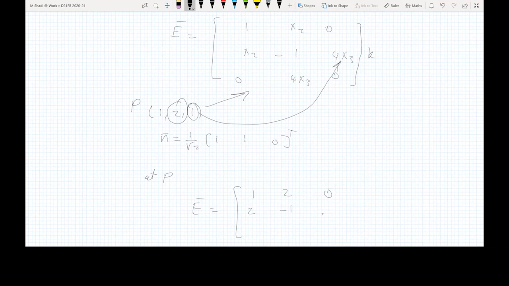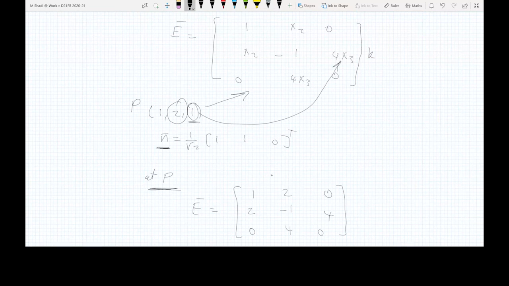It is 4 multiplied with 1. So this is 4. I come to the third row. I have a 0 in there. And then for X3, again, X3 is 1. So it is going to be 4. And then I have a 0 there. So this is my strain tensor. This is my strain tensor at point P. I've got the numerical value of the strain tensor. And then I'm interested in finding the change in the length in this specific direction, which is n.